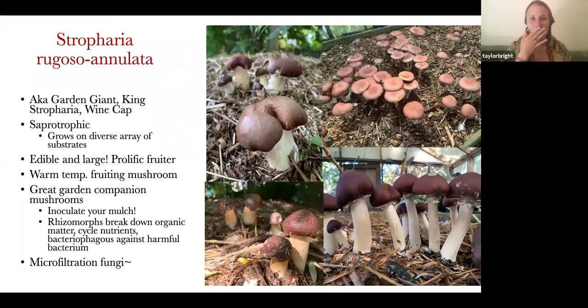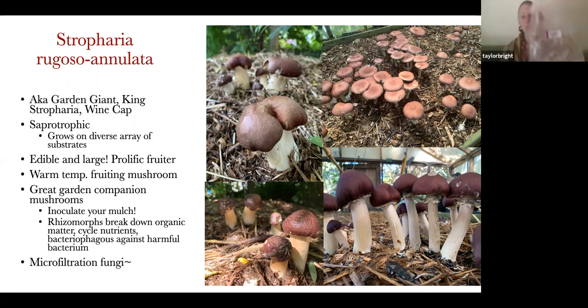Yeah, so just briefly talking about some of my favorite mushrooms to grow in the garden. One of them is the one you see right here. This is Stropharia rugoso-annulata, also called the garden giant, the king Stropharia, or the burgundy wine cap. They are a beautiful and very easy mushroom to grow in your garden. Really all you have to do is get a spawn bag of Stropharia like this. This is my Stropharia mycelium. In this bag is just some sawdust with the white filaments of Stropharia mycelium growing on it.